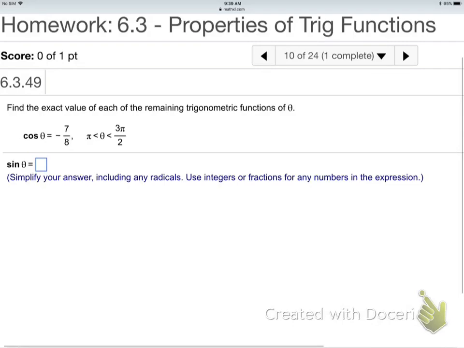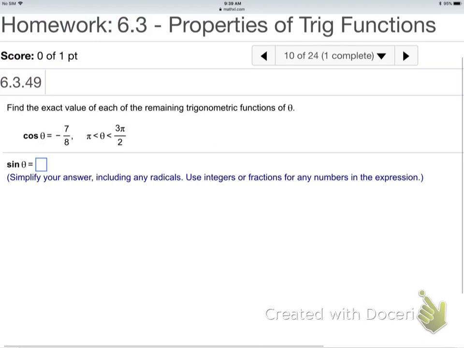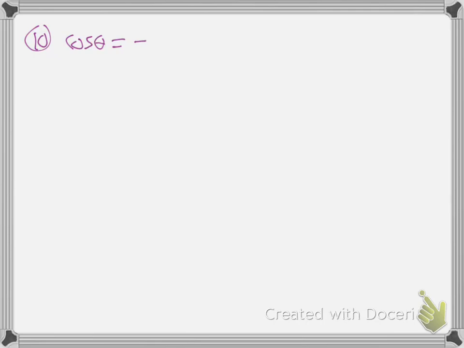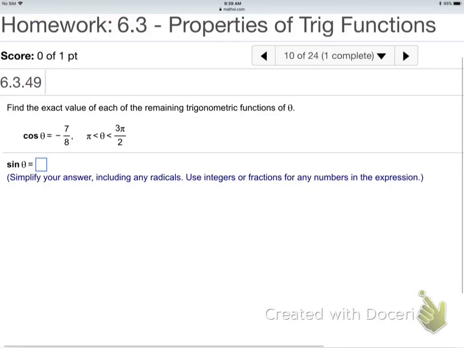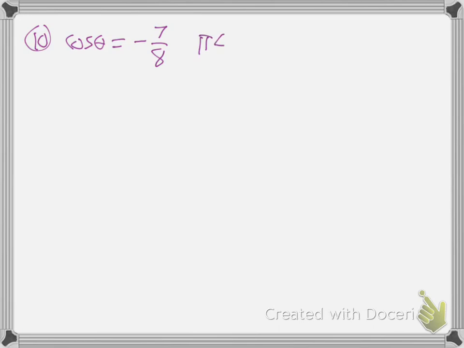Okay, so there you go. All right, let me just go to a fresh screen. This is number 10, and they're saying cosine of theta is -7/8, and theta is between pi and 3 pi over 2. Oh, it's so similar. What quadrant is it in? What does this mean, theta is between pi and 3 pi over 2? Where's that? Third. It's third again.